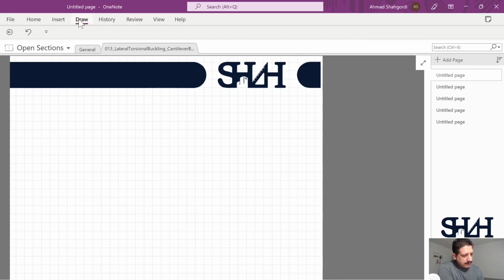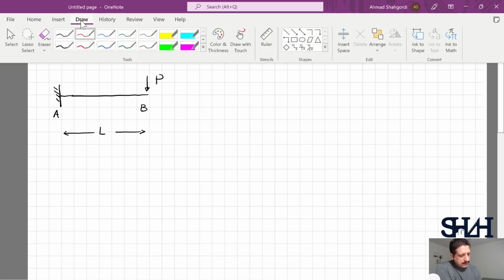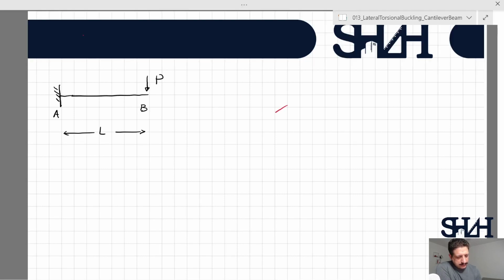Assume we have a cantilever with the length of L, at A supported by a fixed support, and at point B subjected to the force P. And assume that we are talking about an I section cross section.